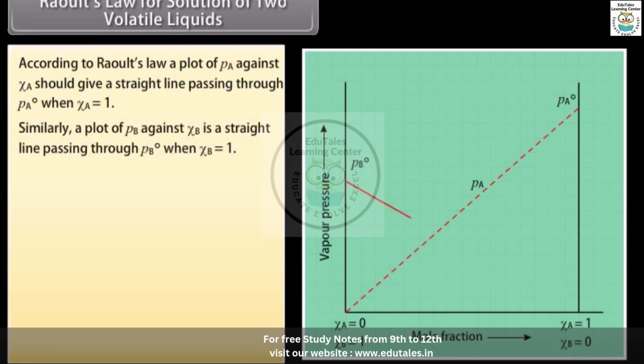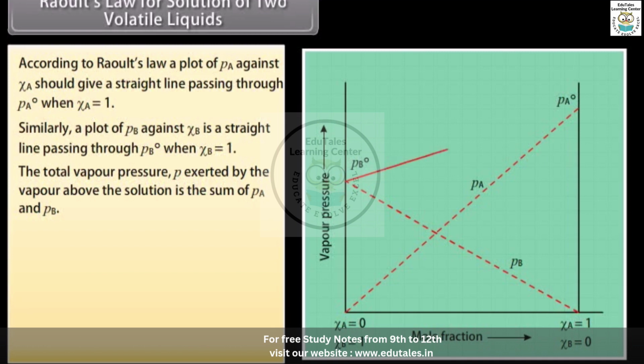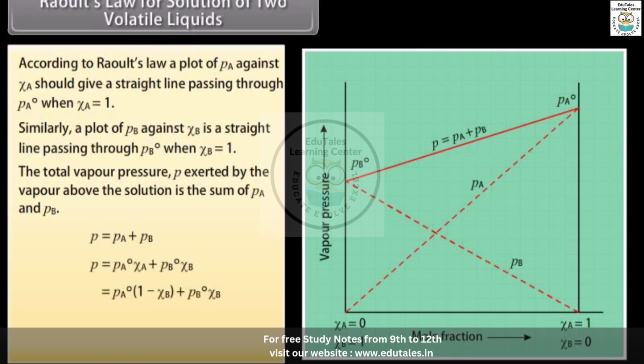Similarly, a plot of PB against XB is a straight line passing through PB naught when XB is equal to 1. The total vapor pressure, P, exerted by the vapor above the solution is the sum of PA and PB. P is equal to PA plus PB. By putting XA is equal to 1 minus XB, we get the relation P is equal to (PB naught minus PA naught) multiplied by XB plus PA naught.